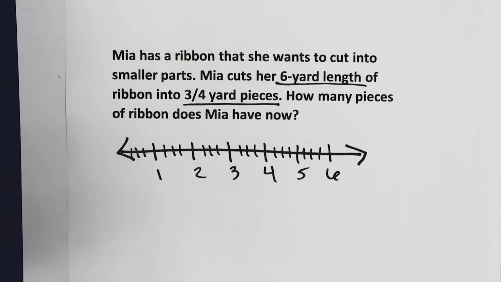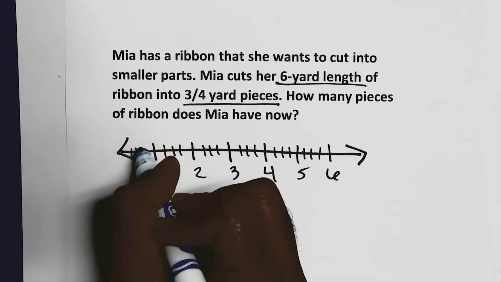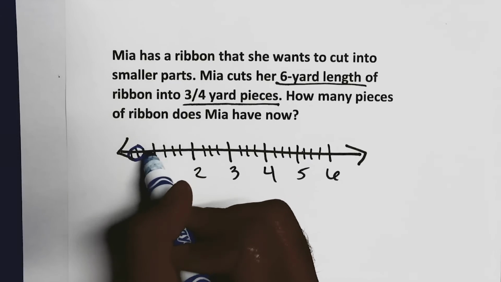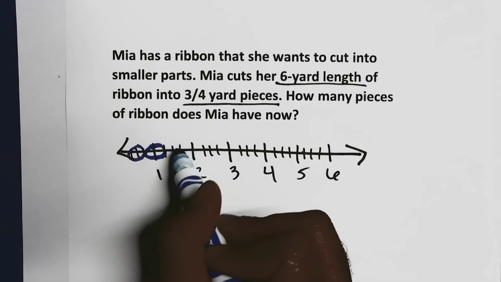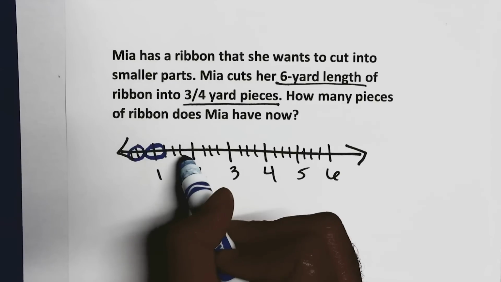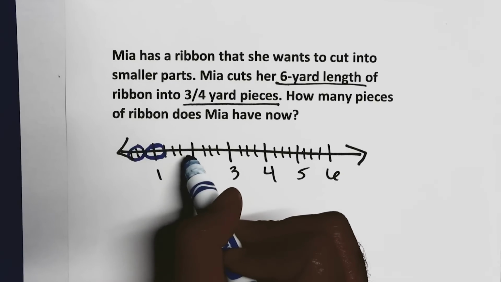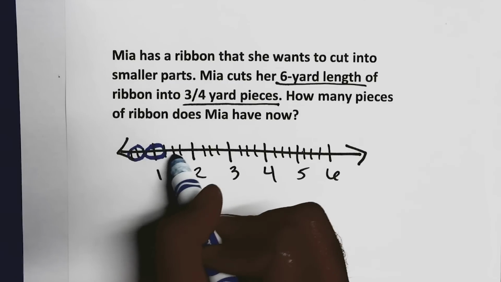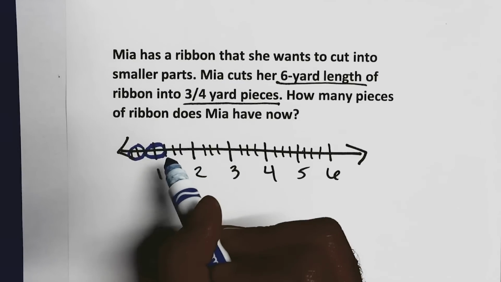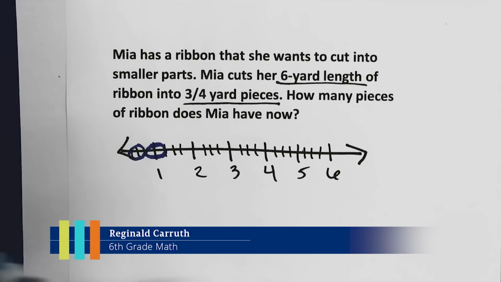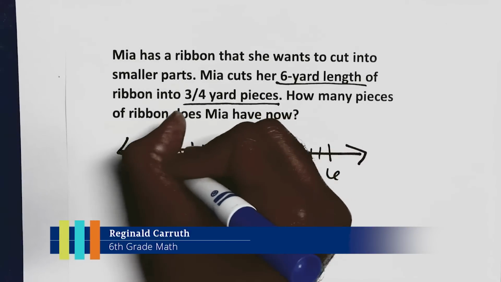Anybody know why I did fourths? Correct, because I know I'm working with 3/4 yard pieces. So now I can circle my 3/4 section to represent my 3/4 yard pieces. So let me first start and circle my first one. Two. You circling? So what's next? Make sure that this is going all the way to where it should.